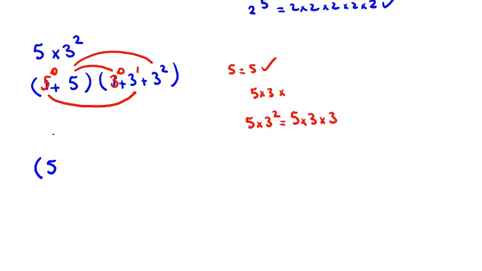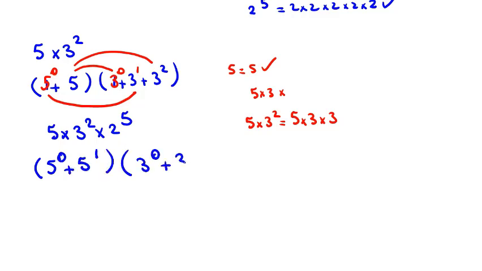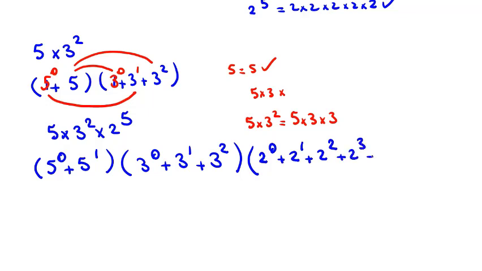Here you can say, okay, if I consider 5 times 3 squared times 2 to the power of 5, I can write 5 to the power of 0, 5 to the power of 1, times 3 to the power of 0, 3 to the power of 1, 3 squared, times 2 to the power of 0, 2 to the power of 1, 2 squared, plus 2 cubed, plus 2 to the power of 4, plus 2 to the power of 5.